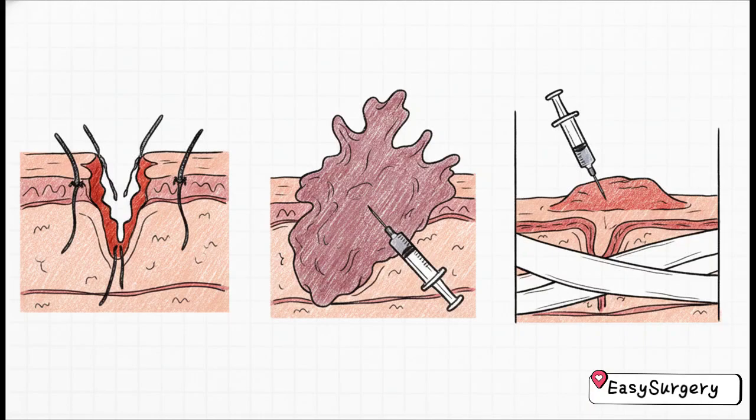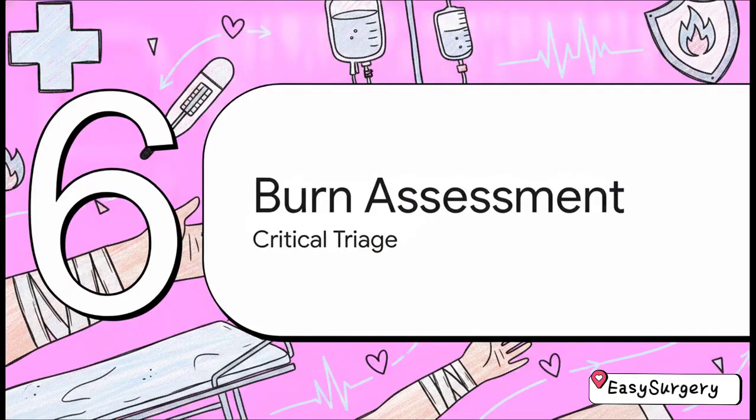A keloid grows aggressively past its original boundary, so we treat it with an intralesional triamcinolone injection. A hypertrophic scar, on the other hand, stays within its borders but gets thick and raised. We manage that with a steroid injection plus pressure therapy to physically flatten it out. Finally, Section 6, Burn Assessment and Treatment.